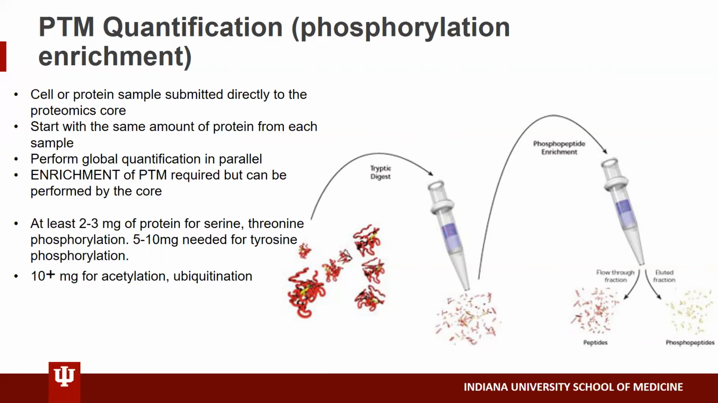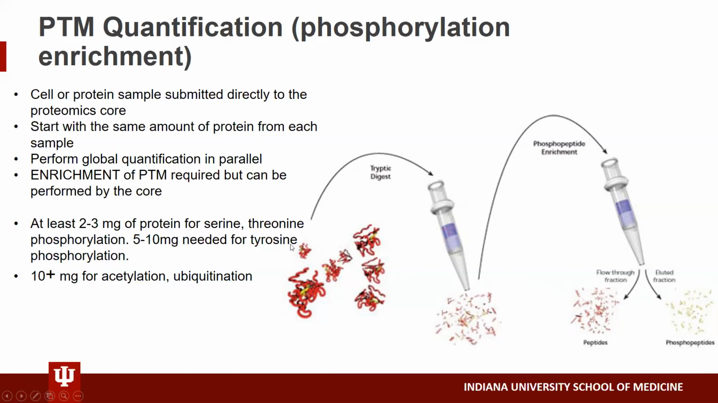And so to quantify and identify these PTMs, you need to do some sort of enrichment. For phosphopeptide, it's actually a chemical enrichment most of the time. We use titanium dioxide that binds the phospho group on peptides that have phosphorylation. But we still need to start with at least 2 to 3 mg of protein for the serine threonine phosphorylation. So that's for a chemical enrichment of the PTM. But if you're doing an antibody enrichment, which if you think about it is essentially an IP, you need to start with 5 to 10 milligrams.